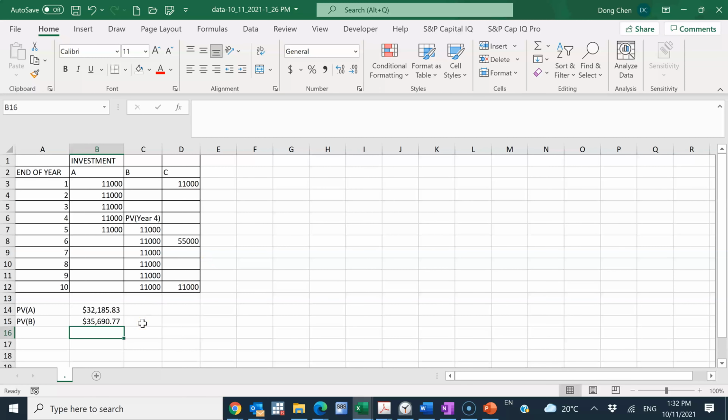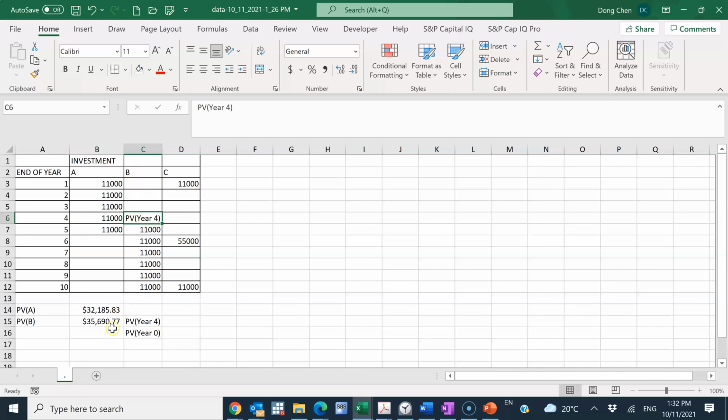But then remember, this is the present value at year 4. So we're not done yet, because our goal is to get the present value at year 0, or the true present value. Once we get the present value in terms of year 4, just remember that relative to the true present, which is year 0, year 4 becomes the future.